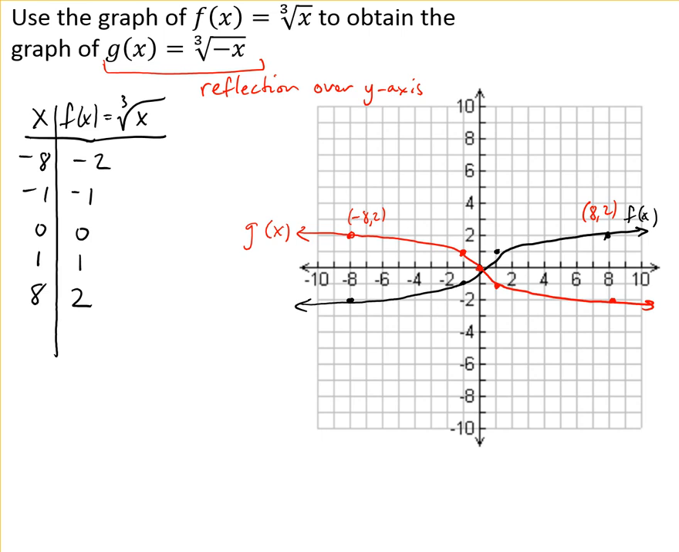Now just as a double check to make sure that we have plotted these points correctly, we can pick one of the points. Let me use that one that's labeled at -8, 2 and go to our function g. So this -8, 2 has an x-coordinate of -8. If I plug a -8 in for x here, I would have the cube root of -(-8). So that's +8. The cube root of +8 is +2. So this point is consistent with our equation for that function.